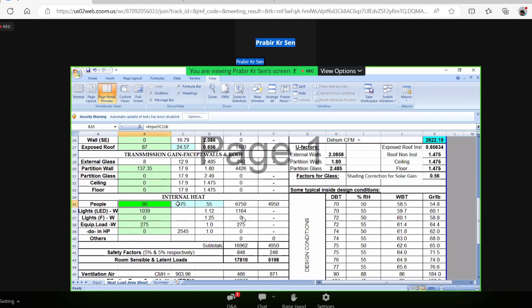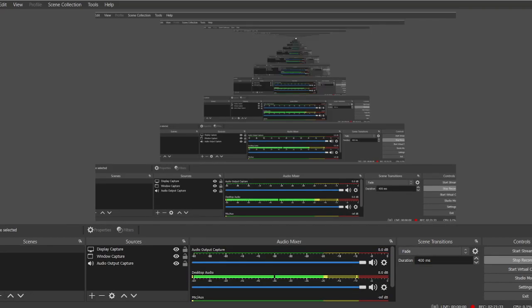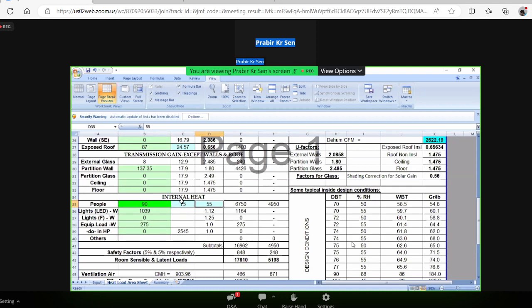For the people, 90 persons, at 75 watts sensible heat and 55 watts latent heat per person. This is the total for the 90 people, this is the sensible heat, and this is the total latent heat for 90 persons. For LED light, I have taken the value in watt per meter square from the input sheet and multiplied it by the area, and the lighting load has come. Then the equipment load I have considered approximately 275 watts.